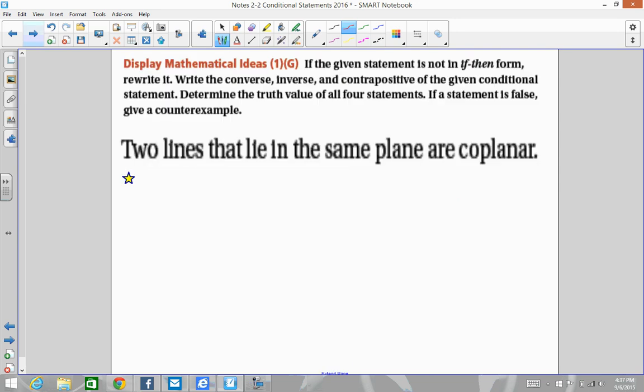All right, so here's yours to do. This one you're going to have to write in conditional form, so make sure you get that in conditional form. Pause the video and do this problem.